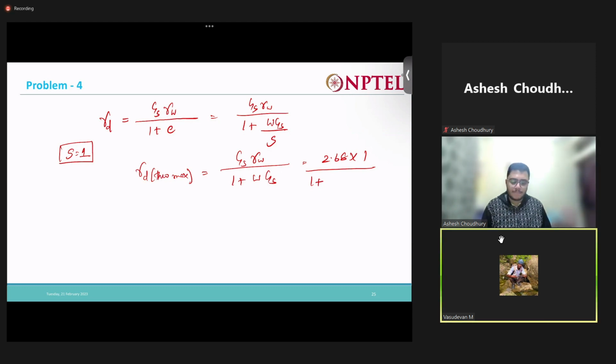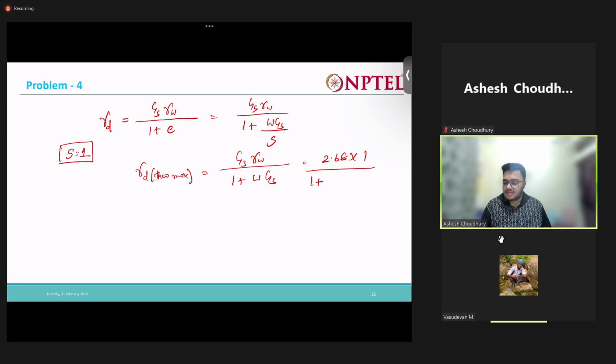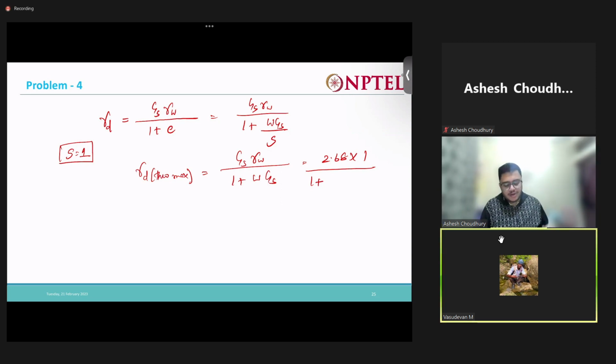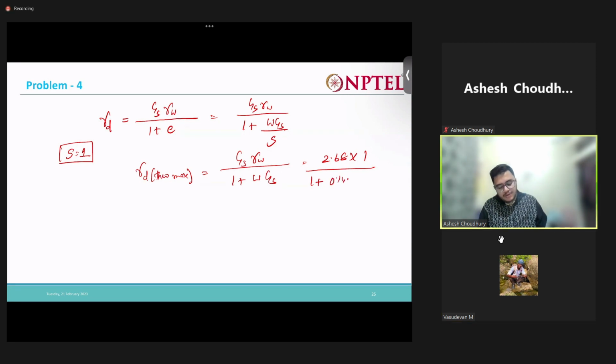The water content is your optimum moisture content here. You have to write 0.145, not 14.5.